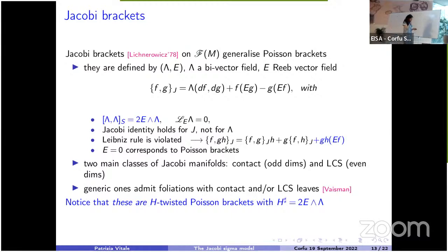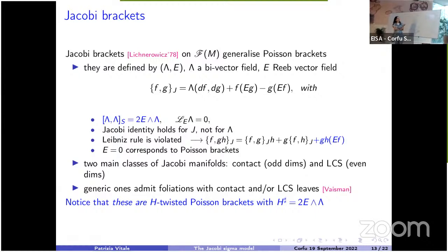Okay, let me come now to the main content of the talk, namely Jacobi sigma models. So what are the Jacobi brackets, first of all? They were introduced by Lichnerowicz in 78, and I think also Kirillov a little bit earlier. They are skew-symmetric brackets on the algebra of functions on a given manifold M. So now I have lambda, which indicates my bivector field, in order not to confuse with the previous Poisson one. And I have an extra object, which is this vector field E, which is called the Reeb vector field. So the bracket is defined in this way.